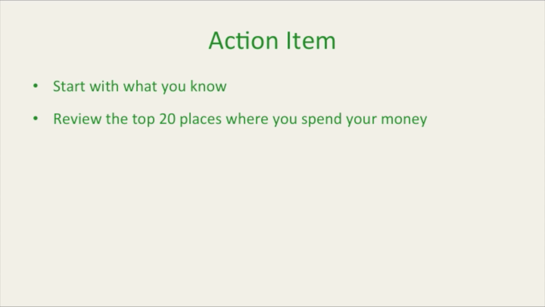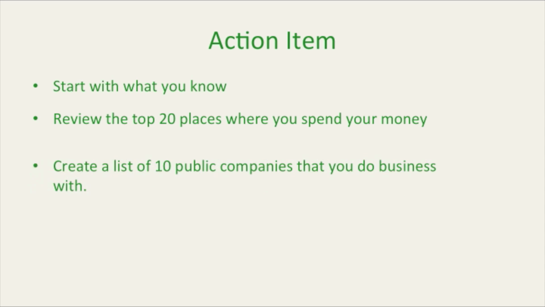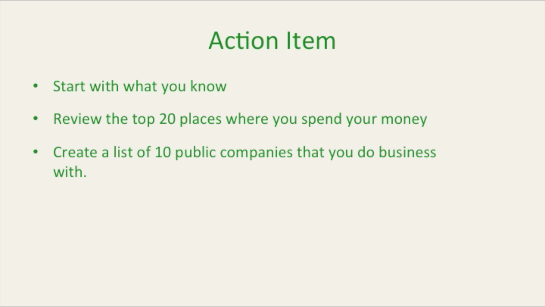So if you have a mortgage, it might be JP Morgan Chase or Bank of America. If you go out to eat, it might be McDonald's or Chipotle. If you've been to the mall, it might be the Gap. If you have a car, it might be Ford. Any of these things, figure out the top 20 places where you spend money. Okay. Not all of them are going to be publicly traded companies. So if you do those top 20, I'm guessing that you're going to be able to pull out at least 10 public companies that you do business with on a regular basis.